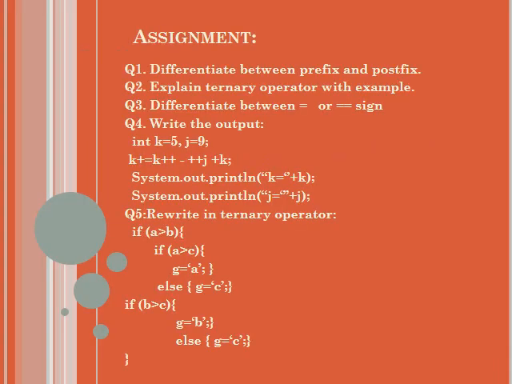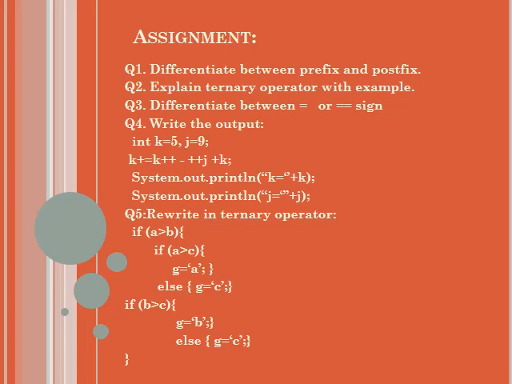Let us go with the assignment. Students, you all have to do this assignment in your notebook. Question 1, differentiate between prefix and postfix. Question 2, explain ternary operator with example. Question 3, differentiate between equal to and equals to sign. Question 4, write the output. int k is equal to 5 and j is equal to 9. k plus equal to k plus plus minus plus plus j plus k. System.out.println k, System.out.println j.